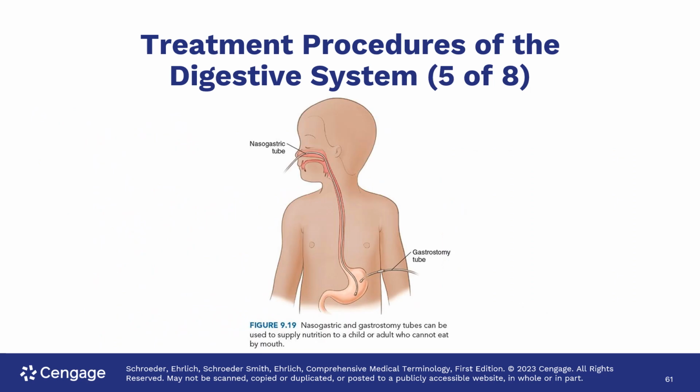This is what an NG tube looks like. Naso is nose, gaster is stomach. So a tube from the nose to the stomach.